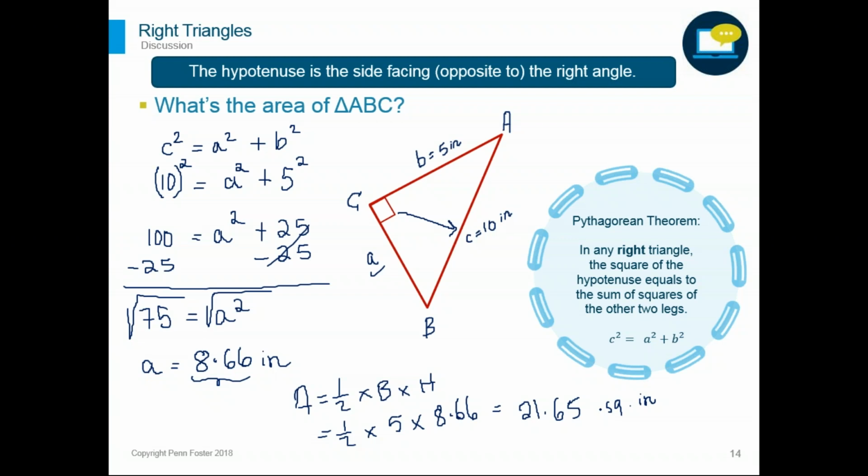So again, this is a complex question. You had to use the Pythagorean theorem. You had to use equation solving methods. You had to use the area formula to find the answer. So get prepared in the exam that you may have to use multiple steps to find your answer. Any questions on this problem?